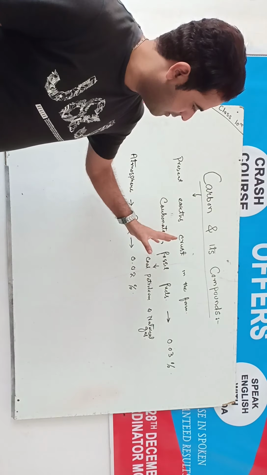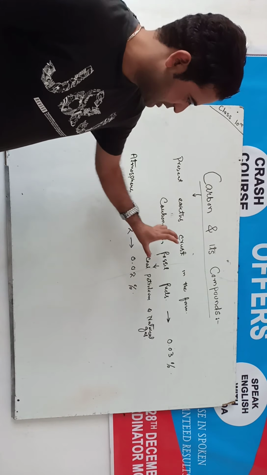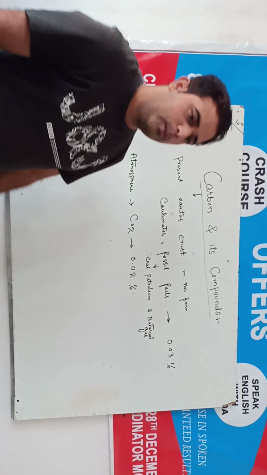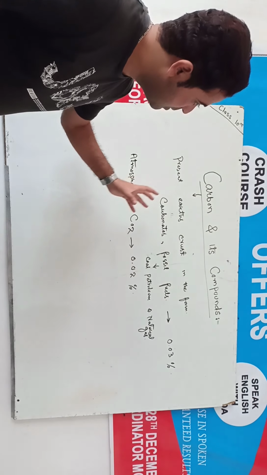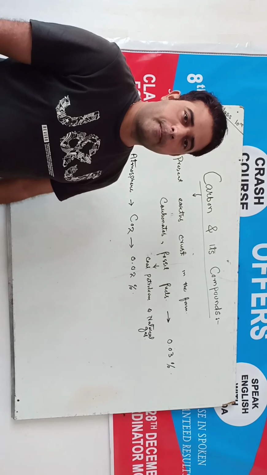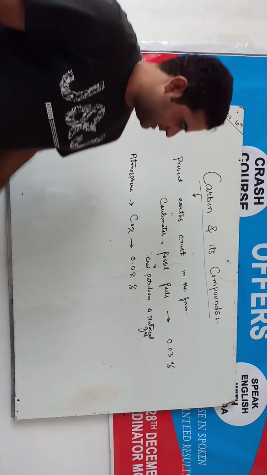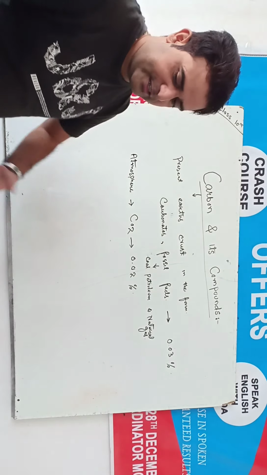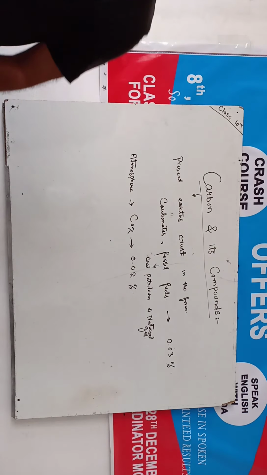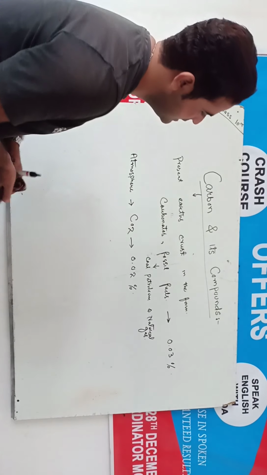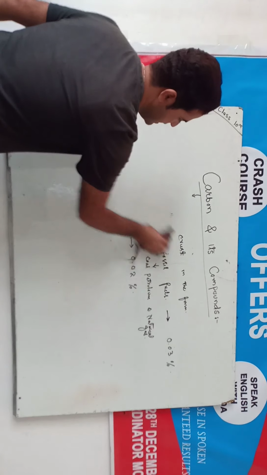Looking at Earth's crust and atmosphere, the percentage of carbon is very low. But when we look in our surroundings, we see that carbon exists everywhere. What is the reason for this? The reason for this we will be discussing. Why is carbon present everywhere despite the fact that its percentage is very low in Earth's crust and in atmosphere?